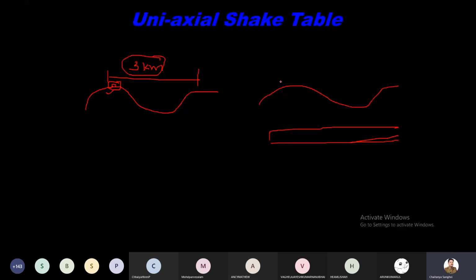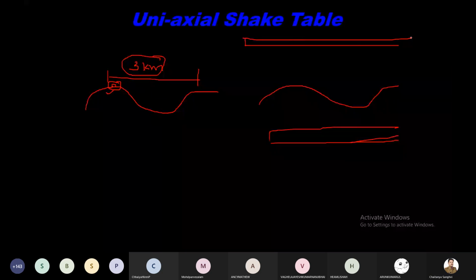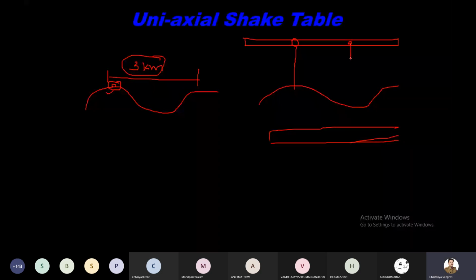The pipeline, its length is in kilometers, right? Length of the pipeline is in kilometers, right? So if you look at this, this particular point and this particular point will both experience different motion. It means we have to consider the rotation component of the earthquake for the pipeline analysis, right? So in case of a long structure, you have to consider rotational degree of freedom also.